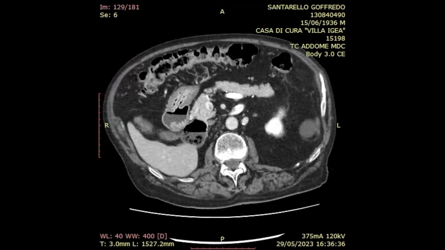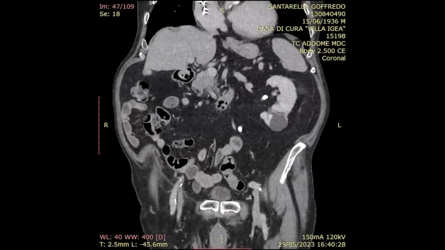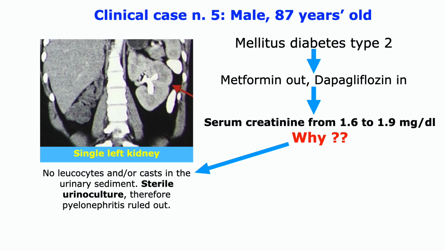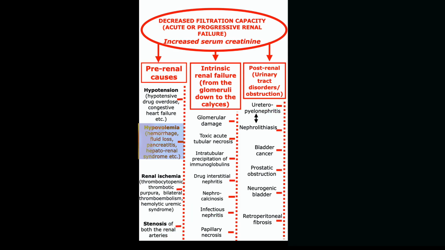A computer tomography scan ruled out both the renal artery stenosis and the post-renal obstruction at the pelvis and ureter level, although some dilatation of the third distal of the ureter was visible following the surgeries. The chemical and microscopical urine tests showed no pyelonephritis pattern, no leukocytes, no casts, etc. And the microbiological culture was negative as well. It was concluded that dapagliflozin caused reversible increase of serum creatinine.